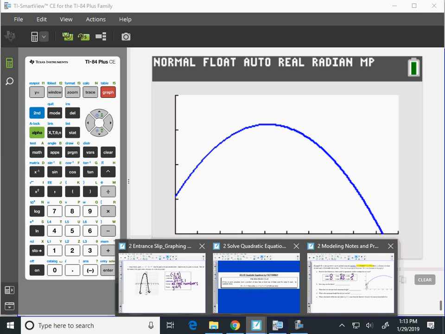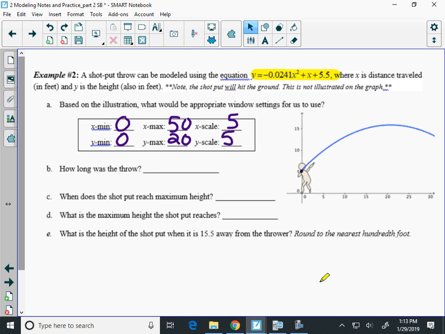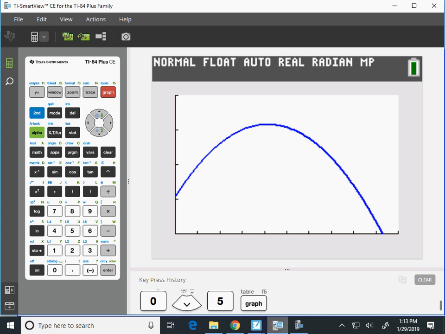So the first question it's asking us is, how long is the throw? How long is the throw? What feature of the graph are we looking for here to see how long the thrower throws? Which feature? The X-Intercept, the 0. So let's trace the 0.